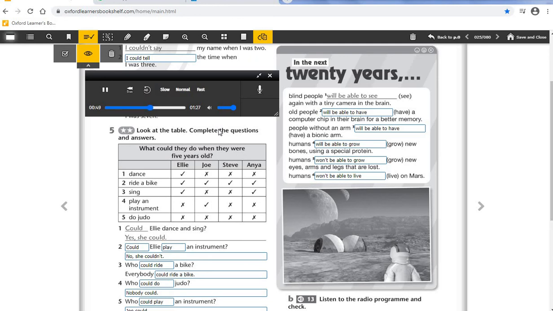Furthermore, humans will be able to grow new bones using a special protein. But, unfortunately, scientists can't yet grow new body parts. So, humans won't be able to grow eyes, arms and legs that are lost within the next 20 years. But it might be possible in the distant future. And what about humans living on other planets? Well, humans won't be able to live on Mars in the next 20 years, but maybe in the next 100 years.